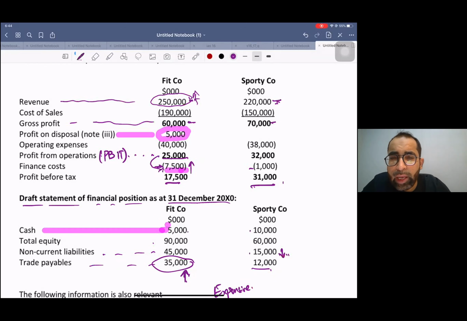Now, how are we going to do operating margin, the operating profit margin? The formula for operating profit margin is PBIT divided by sales into 100. So this is your PBIT, profit from operations. PBIT is 25,000 and sales is 250,000, into 100. Similarly, for the Sporty company, 32,000 divided by 220,000 into 100.